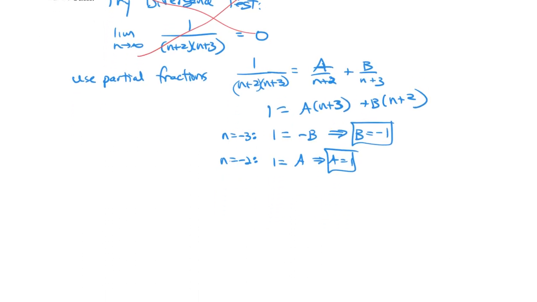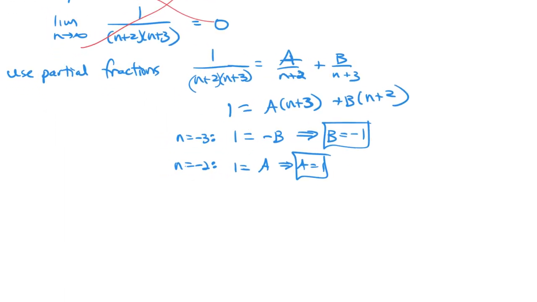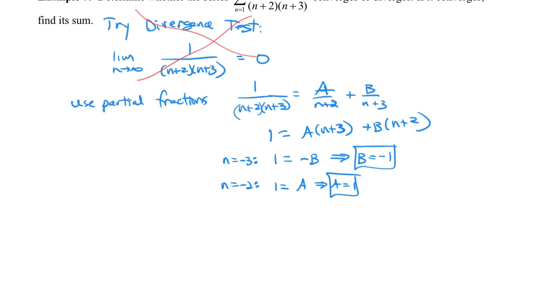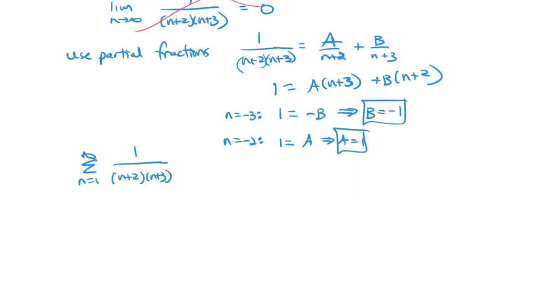Okay, so what we've got then is this series, n equals 1 to infinity, of 1 over (n plus 2) times (n plus 3). This is equal to, a we said was 1, so that's going to be the sum from n equals 1 to infinity of 1 over n plus 2, and then b we said is -1, so it'll be -1 over n plus 3.